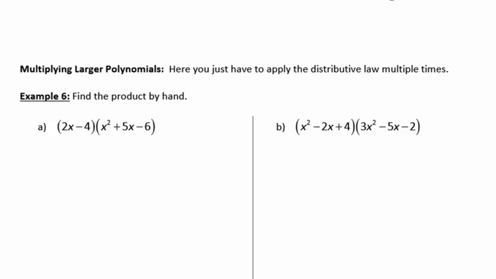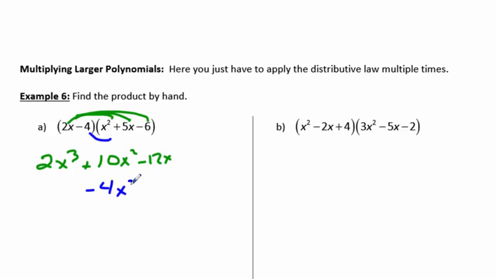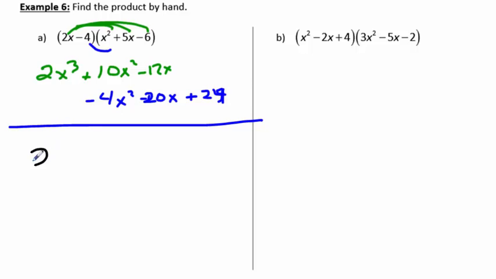Multiplying larger polynomials. Okay, so if I want to multiply a binomial and a trinomial, I just need to apply the distributive property 3 times to get it through every single term in the trinomial. So 2x times x squared is 2x cubed, plus 2x times 5x is 10x squared, and then 2x times negative 6 will be negative 12x. Now let's work on the negative 4. Negative 4 times x squared will be negative 4x squared. Negative 4 times 5x will be negative 20x, and negative 4 times negative 6 will give us a positive 24. So when we simplify, we get 2x to the 3rd plus 6x squared, 10 minus 4. Negative 12 and negative 20 will give us minus 32x plus our 24.